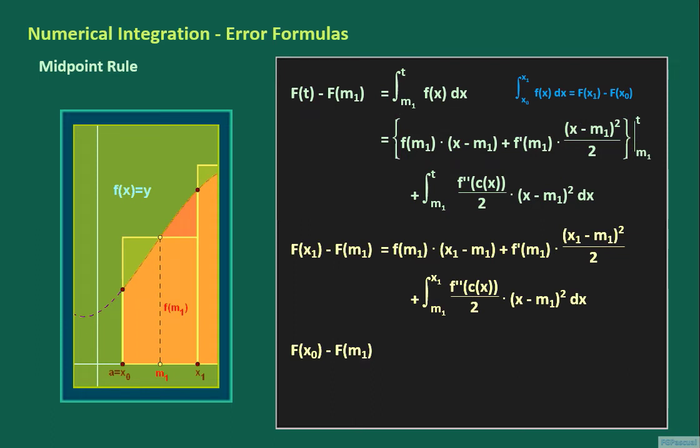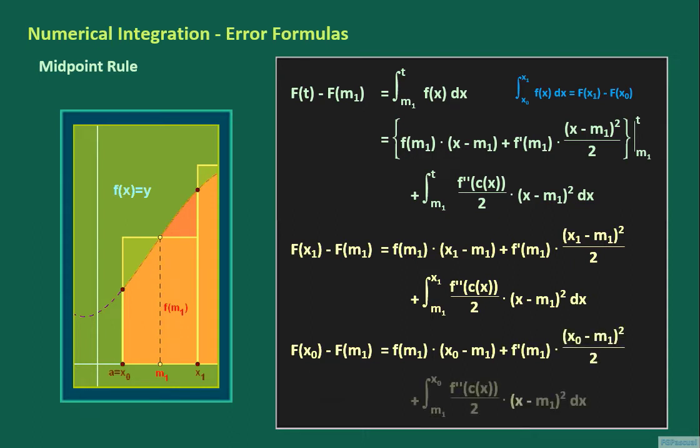We should end up with a very similar formula for capital F of x sub 0 minus capital F of m sub 1. This turns out to be little f of m sub 1 times the quantity x sub 0 minus m sub 1 plus f prime of m sub 1 times the square of x sub 0 minus m sub 1 all over 2. And then we have the integral. This time the limits of integration are from m sub 1 to x sub 0.